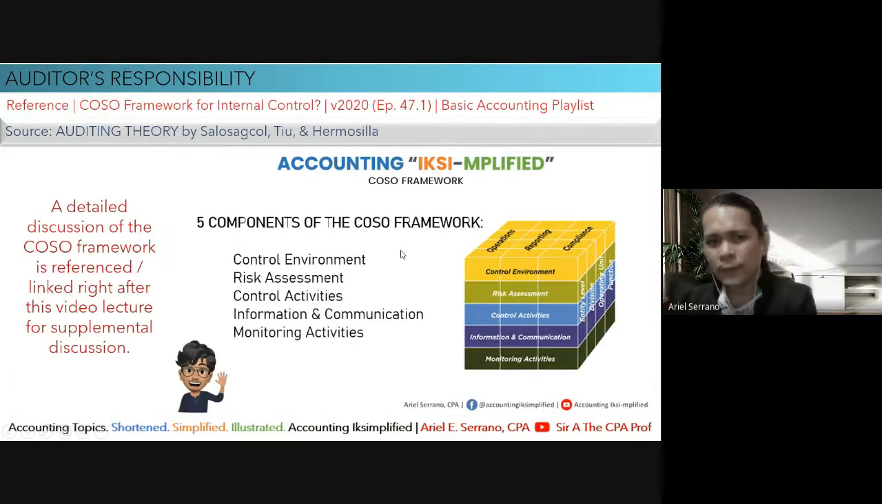Now, ano ba to? Ba't nag-i-skip? So, ito po ang tinutukoy ko kanina na pwede kong i-reference sa inyo if you want a detailed discussion of the 5 components of the COSO framework. Okay, ito po siya. Okay? COSO framework for internal control. Naka-question mark. Ayan na naman tayo, na-OC na naman tayo. So, I'm not sure if that's a question mark. But I will be including the reference in our playlist for this subject para hindi nyo na ito hahanapin. Makikita na lang po ninyo after this video lecture.